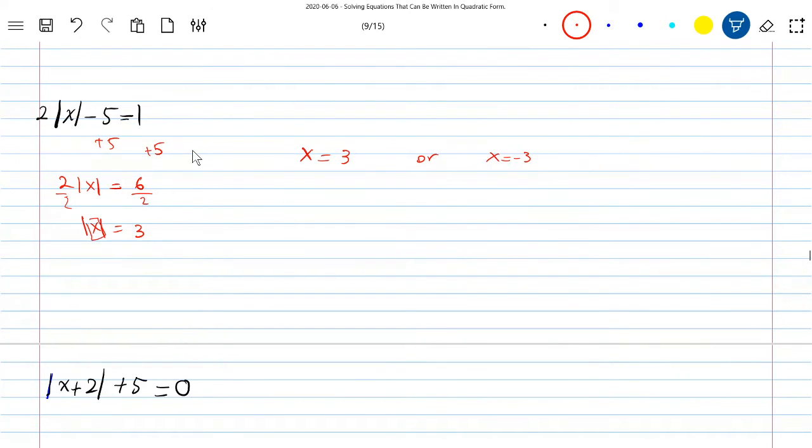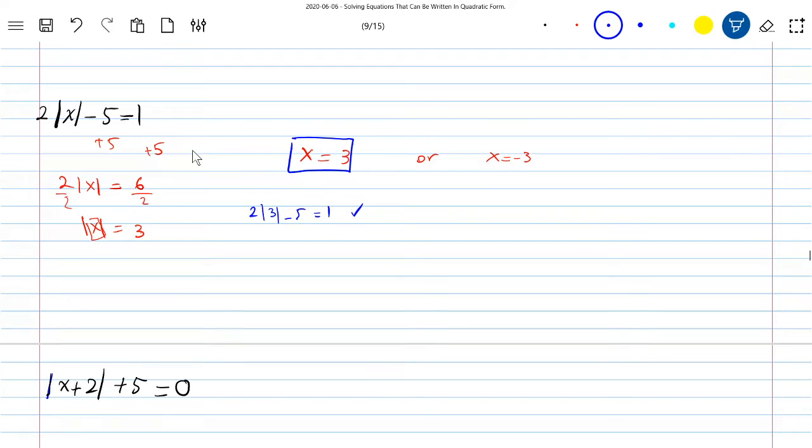Whatever the inside of the absolute value is must equal 3 or -3. In this case, x is the only thing inside. So do these two solutions both satisfy the equation? You can always check. 2 times absolute value of 3 minus 5, is it equal to 1? 2 times 3 is 6, minus 5 equals 1. So this works. That's a solution.